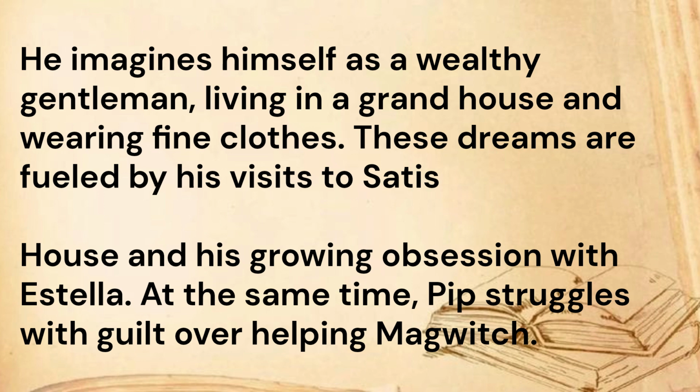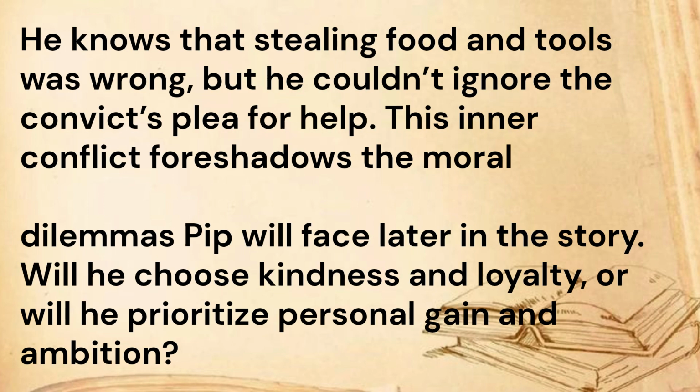At the same time, Pip struggles with guilt over helping Magwitch. He knows that stealing food and tools was wrong, but he couldn't ignore the convict's plea for help. This inner conflict foreshadows the moral dilemmas Pip will face later in the story. Will he choose kindness and loyalty, or will he prioritize personal gain and ambition?